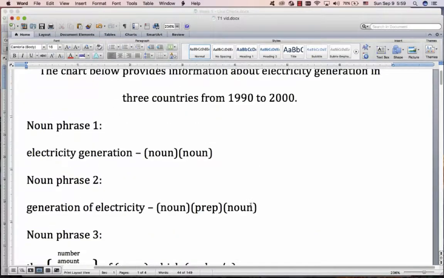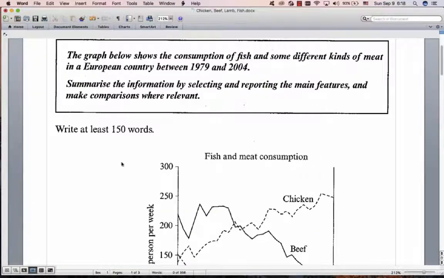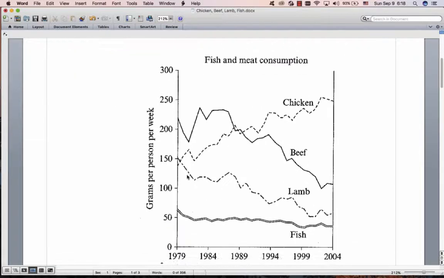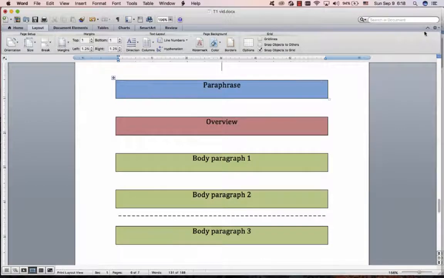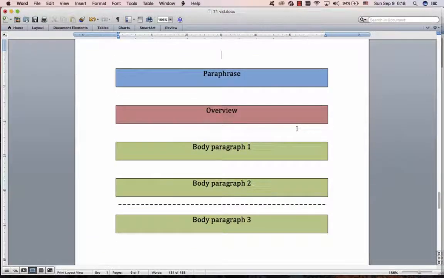Okay, let's go to our essay. All right, here is our essay that we're going to write. So let's just look at overall task 1 structure for those of you who don't know. This is how we structure our task 1. We start with a paraphrase. We're not going to look at this in this video or the overview in this video. We do it in another video. I'm focusing on noun phrases. But this is what it looks like. Paraphrase, that's where you paraphrase the question.